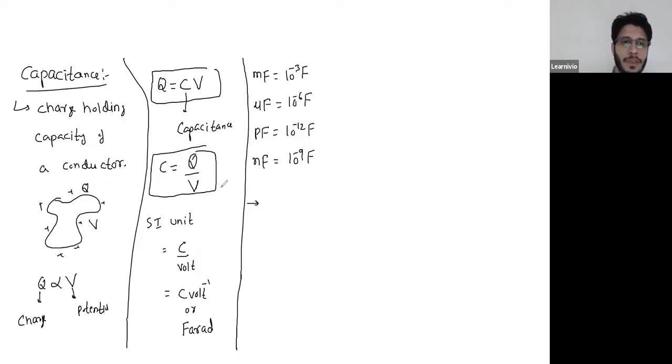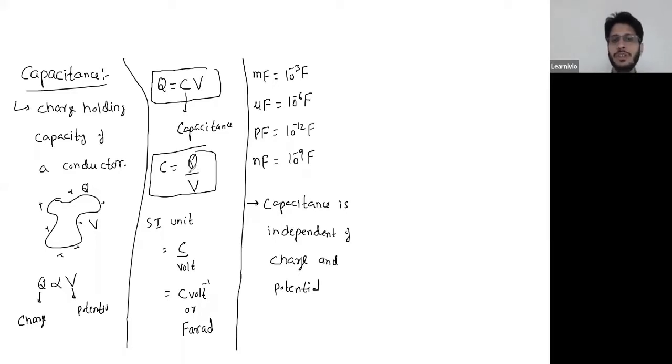The next is, capacitance is independent of charge and potential. But when you look at this particular equation, it seems that capacitance is directly proportional to charge and inversely proportional to potential. But exactly, this potential too depends upon charge, so that charge and charge get cancelled out. So your capacitance is independent of charge as well as potential. It depends only on geometry.